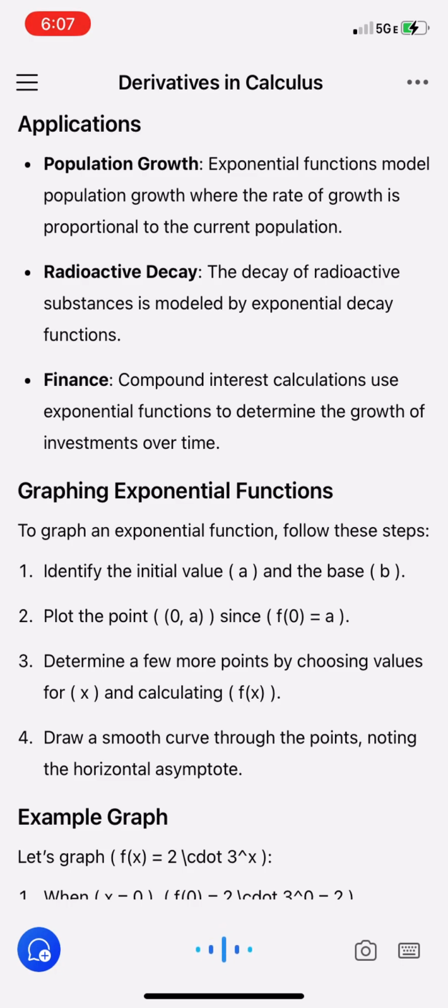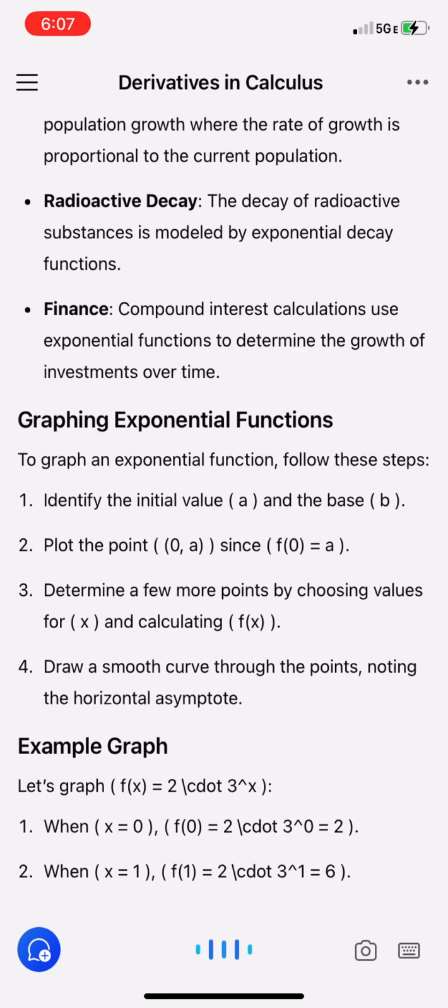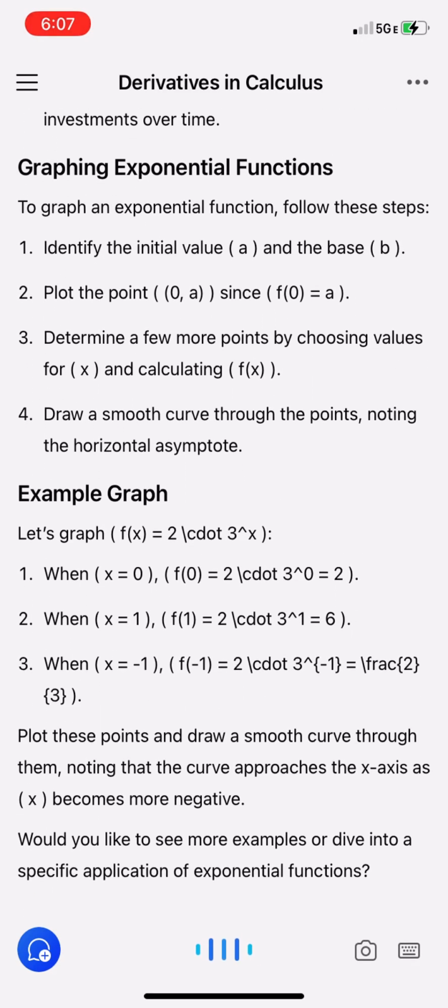Graphing exponential functions. To graph an exponential function, follow these steps. Identify the initial value a and the base b. Plot the point (0, a) since f(0) equals a. Determine a few more points by choosing values for x and calculating f(x). Draw a smooth curve through the points, noting the horizontal asymptote.